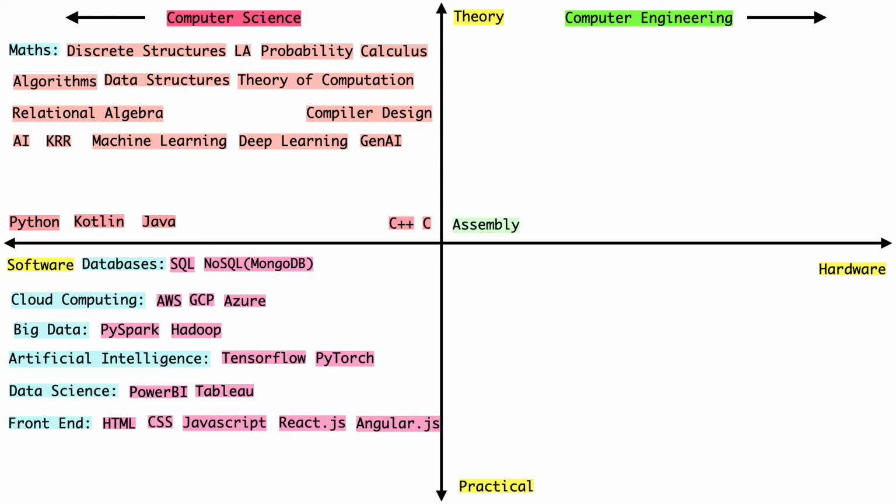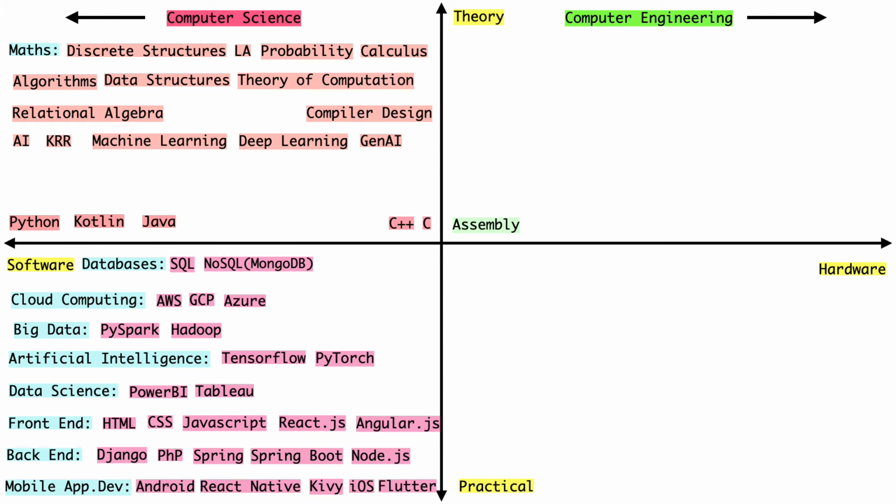The traditional software development, like web development, includes both front end and back end. Those are also more practical oriented, and that can be developed using front end technologies like HTML, CSS, and JavaScript, and the more recent JavaScript frameworks like React.js and AngularJS. And the backend can be developed using frameworks like PHP, Django, Spring Boot, and Node.js.